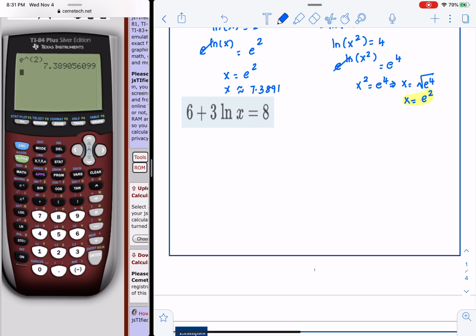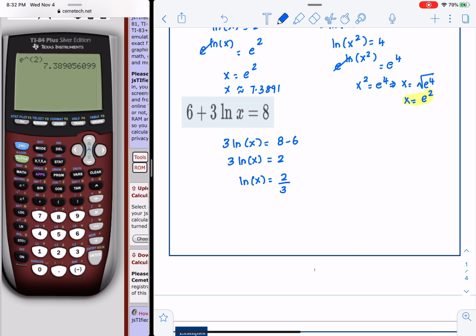So here, before exponentiating, we've got to isolate the natural logarithm by itself, or else we cannot cancel the exponent and the logarithm. So the first step is to move 6 to the other side. So we have 8 minus 6, which would give us 2. So 3 ln of x would equal 2, which would imply ln of x is equal to 2 over 3. We have the natural logarithm by itself, and that is equal to 2 over 3.